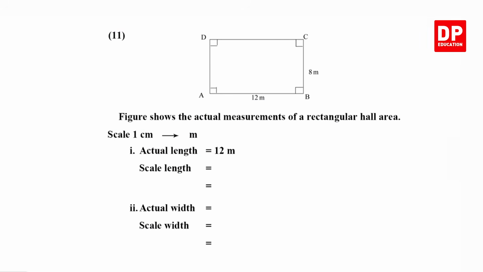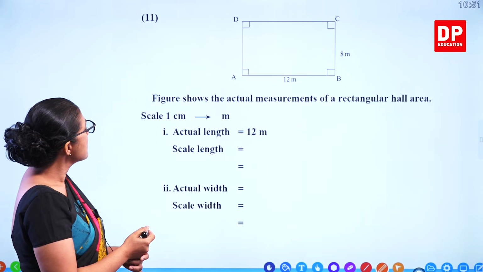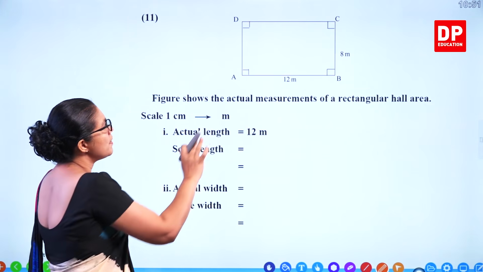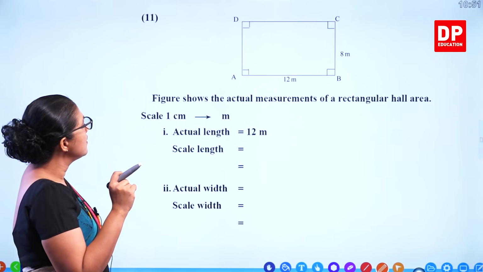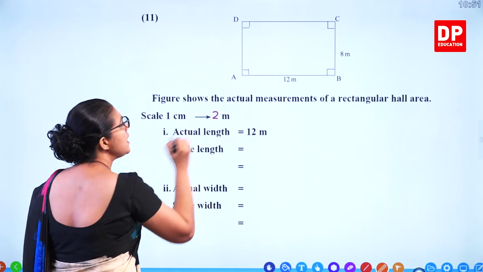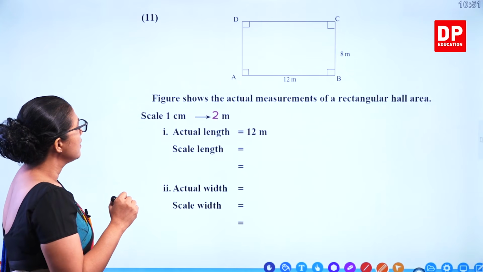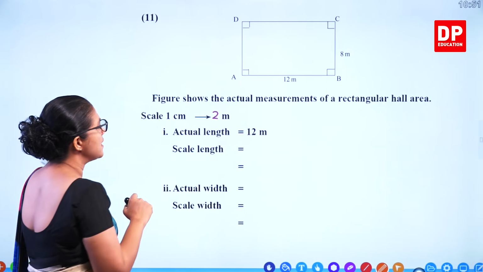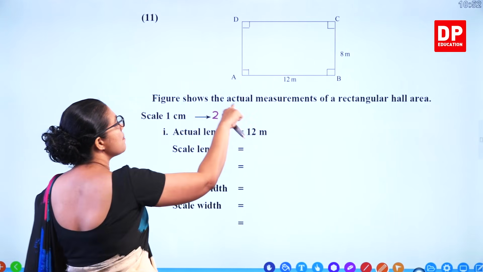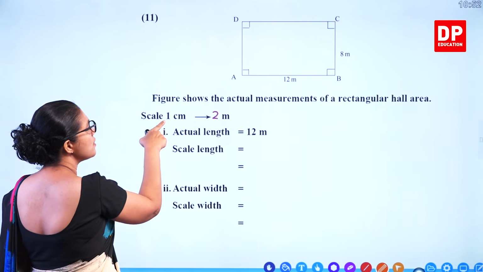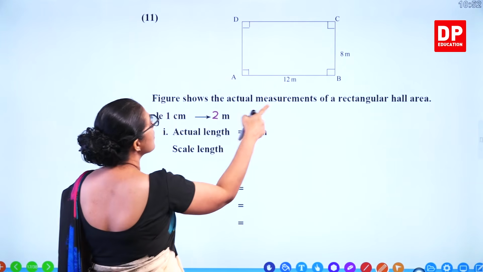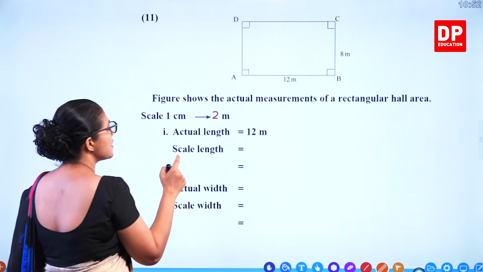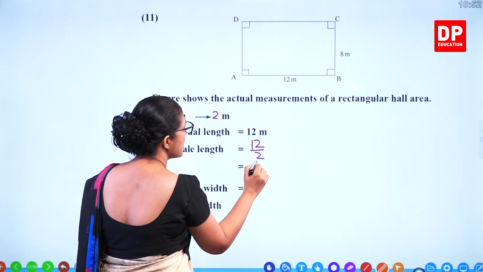Look at this diagram. The figure shows the actual measurements of a rectangular hall area. So you have to take the scale as a suitable one. 12 and 8 is there. What do you think is the suitable scale? So we'll take 1 centimeter represents 2 meters. Then the actual length is 12 meters, what does that mean? That means multiply by 6 to get 12. So you have to do the same thing. So the actual length 12 can be represented by 6 centimeters.